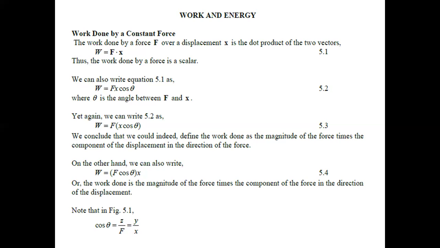We could write W as being equal to F cos theta times X. That is, the work done is the magnitude of the displacement times the component of the force in the direction of the displacement. The magnitude of the displacement is X, and the component of the force in the direction of the displacement is F cos theta.